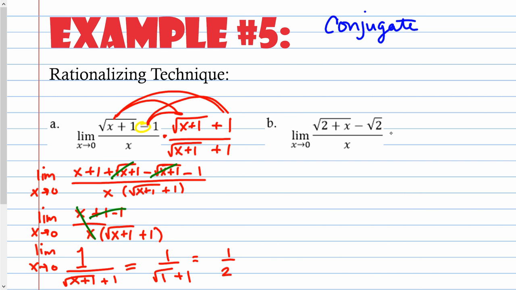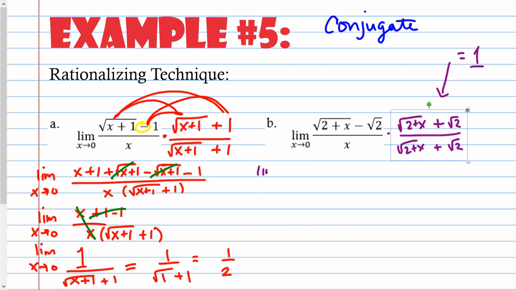Can't plug in the 0, so multiply this by the square root of 2 plus x plus the square root of 2, and then the square root of 2 plus x plus the square root of 2. Again, I'm multiplying by the conjugate, and this equals 1. We want it to, because the number 1 doesn't really change anything. Now, by using a special kind of the number 1, we can make the equation look different, but it still equals the same thing.